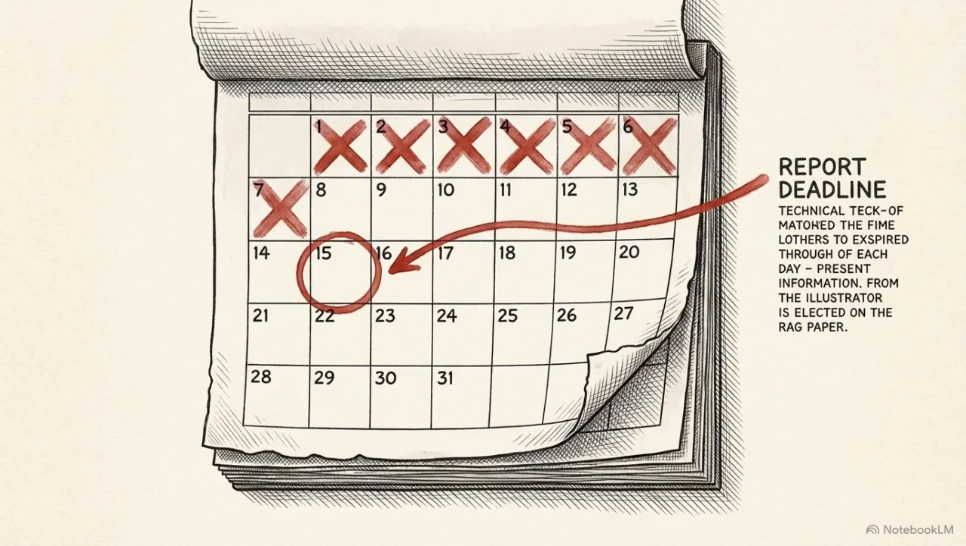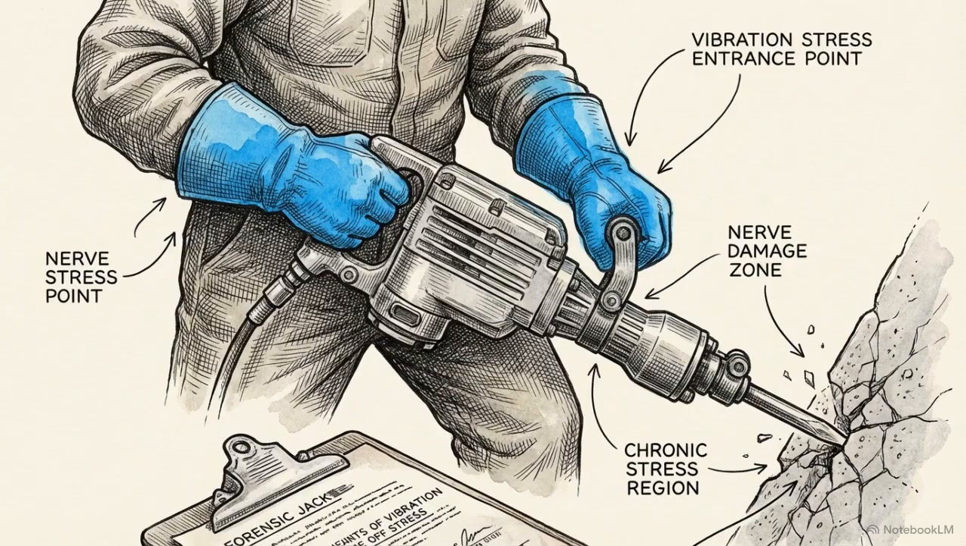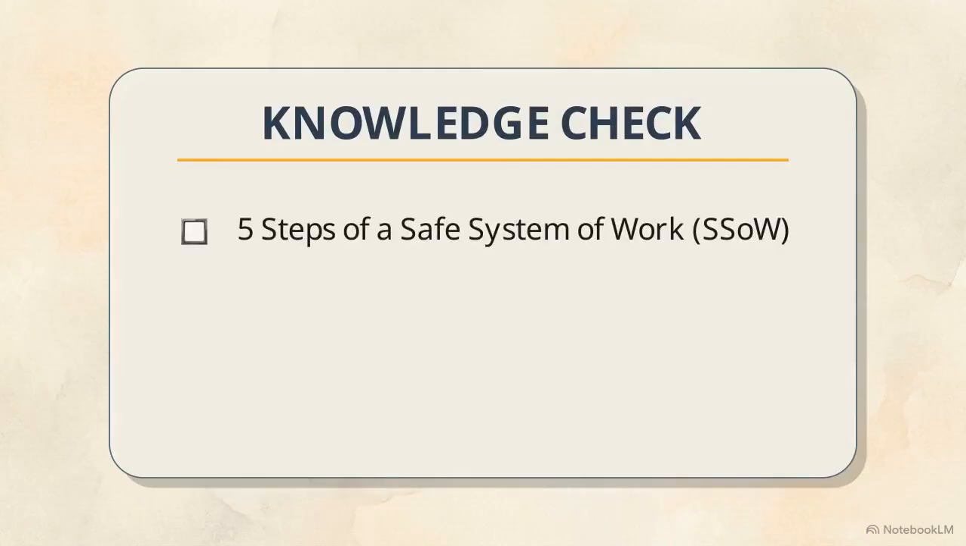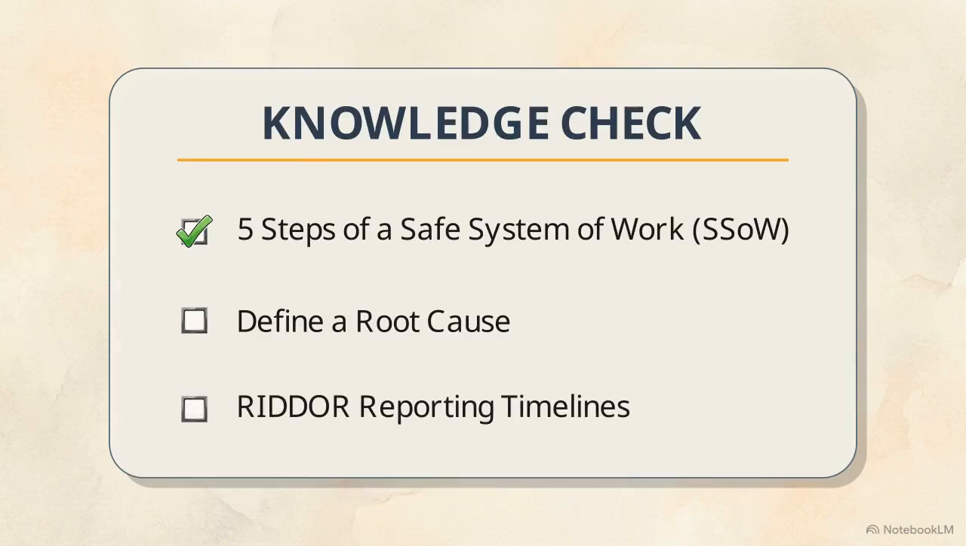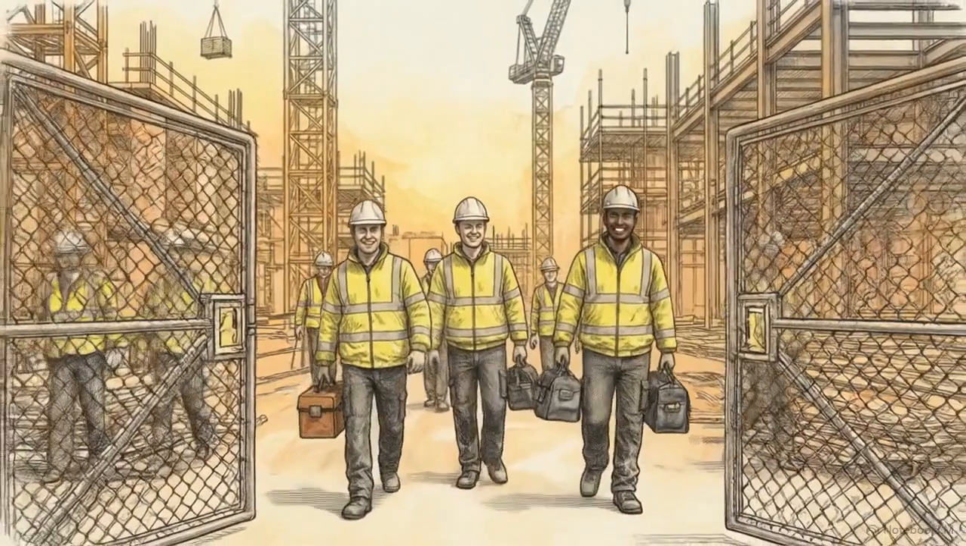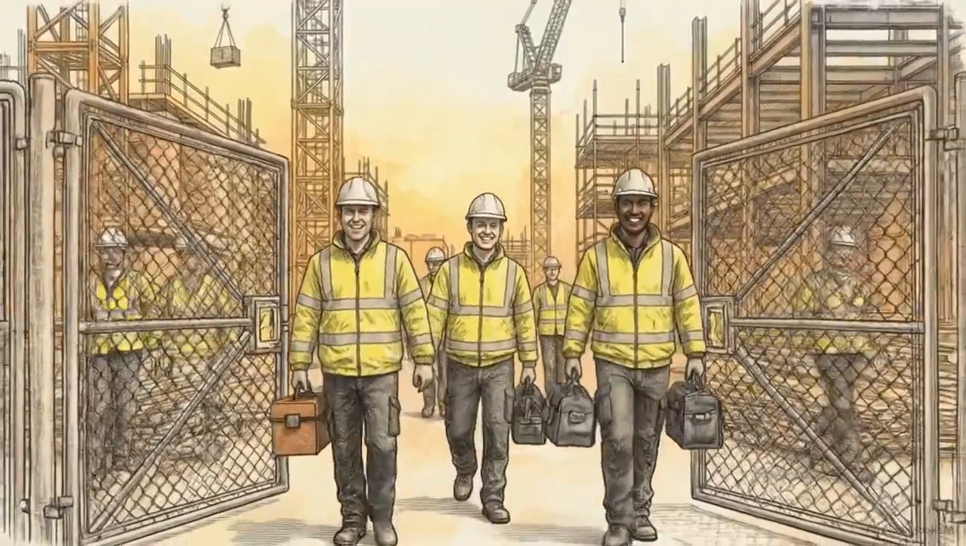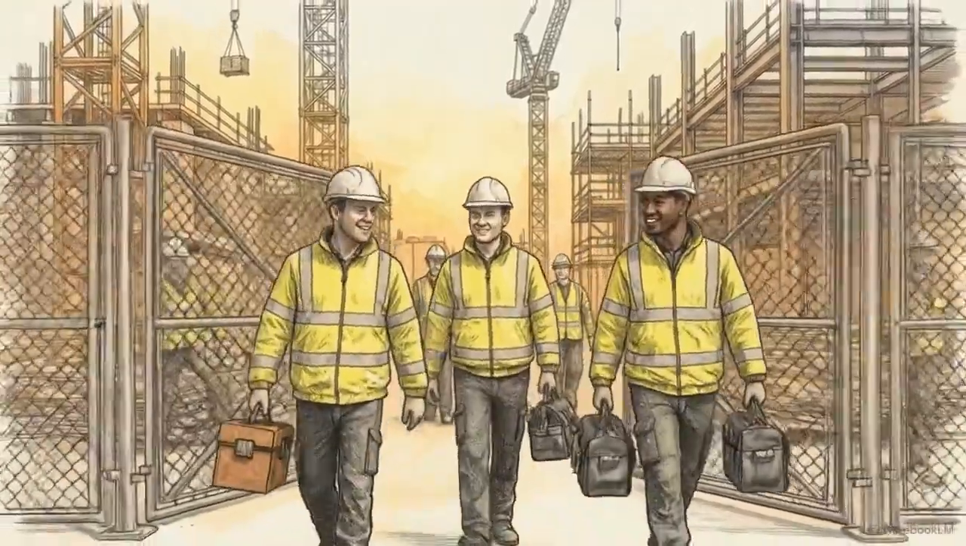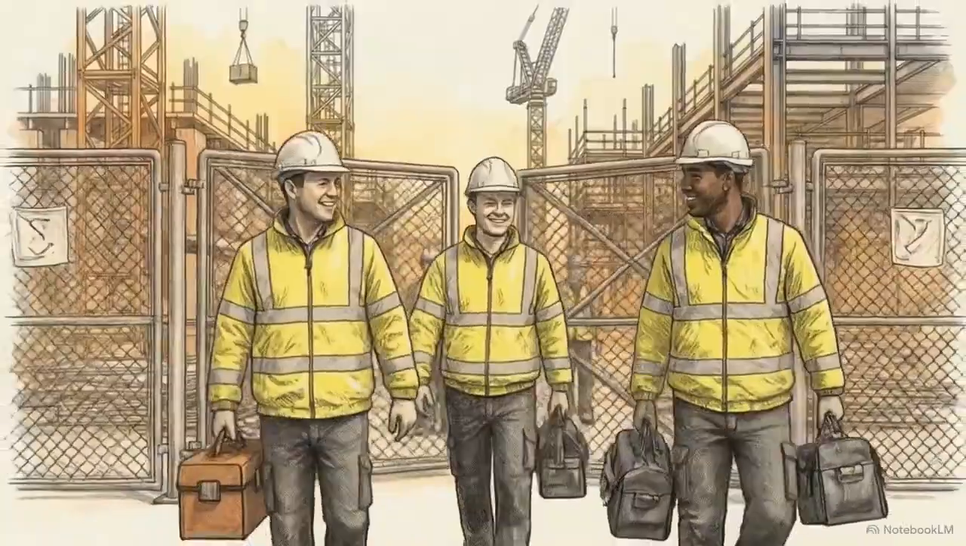You must also report any accidents leading to more than 7 days of incapacitation within 15 days, alongside occupational diseases like hand-arm vibration syndrome and occupational asthma. To check your recall, try to list the 5 steps of a safe system of work, define a root cause, and list the exact RIDDOR reporting timelines for each incident type. Mastering Element 3 provides the procedural framework required to pass the NEBOSH Construction Certificate and ensures every worker on your site goes home safely.